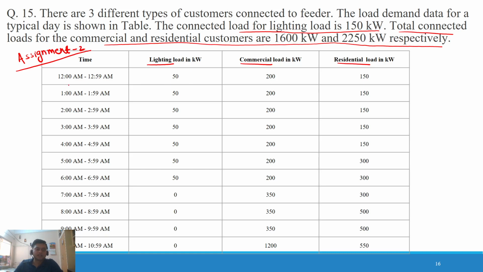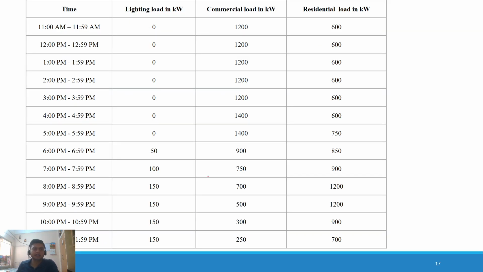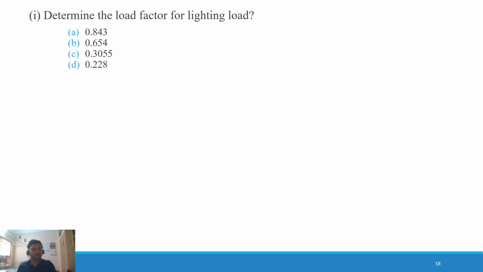Starting from 12 a.m., that is midnight, it is given in this table, and it goes like 1 a.m., 2 a.m. accordingly. The next slide continues till midnight 11:59. So for the whole day, the demand from the lighting load, commercial load, and residential load is given in this table. So let us see the first problem.